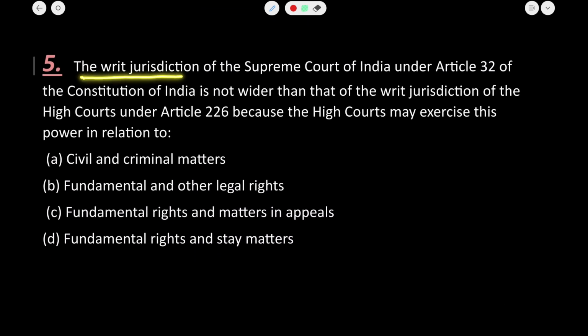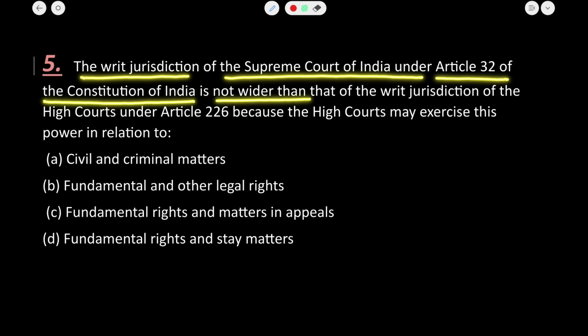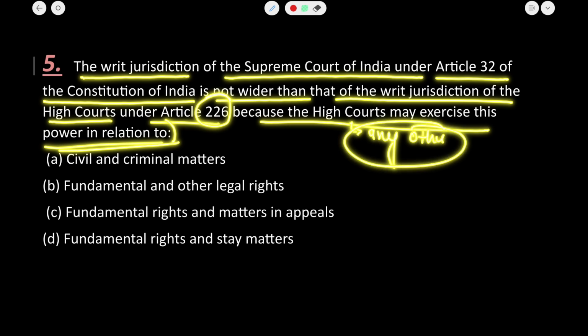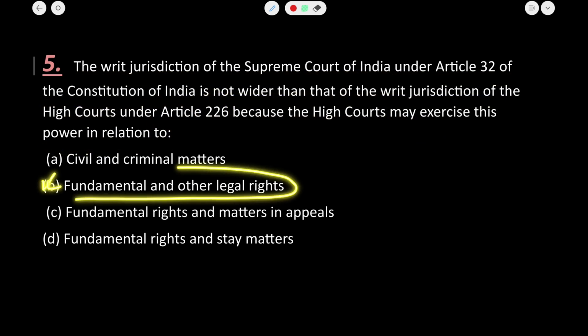The writ jurisdiction of Supreme Court of India under Article 32 of the Constitution of India is not wider than that of the writ jurisdiction of the High Court under Article 226, because the High Court may exercise this power in relation to, I told you, any other rights, any other purpose also, the writs can be issued by the High Court under Article 226. Okay, fundamental rights as well as any other legal rights. So B is the correct answer.